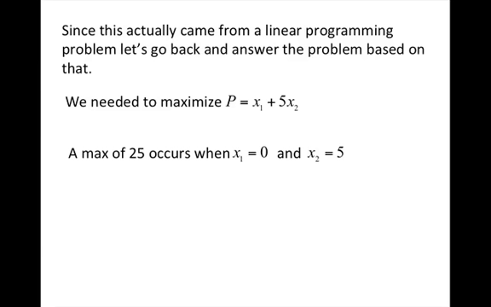If I plugged the 0 and the 5 into the objective function, I would get 0 plus 5 times 5, which is 0 plus 25, which is just 25.